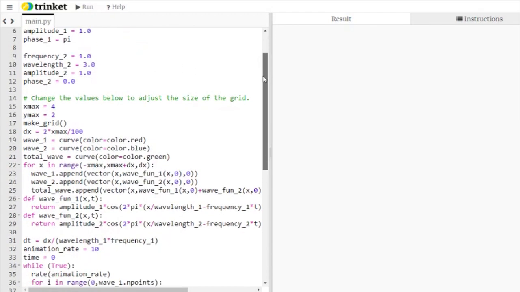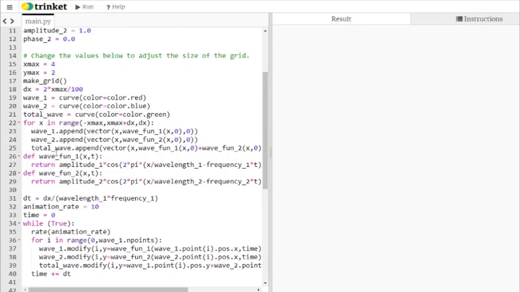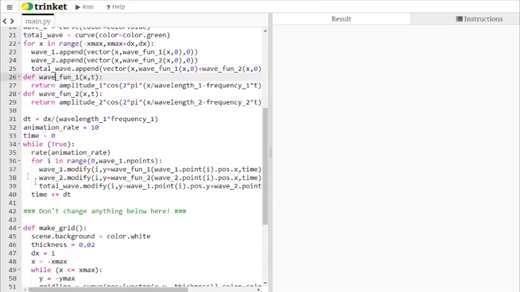And then when I come down here to the wave creator, all I have to do is have two different waves, right? So I've got a wave 1 and a wave 2, and two wave functions, one to take care of wavelength 1 and frequency 1, one to take care of wavelength 2 and frequency 2. And then down here, we just animate both the waves, wave 1 and wave 2.